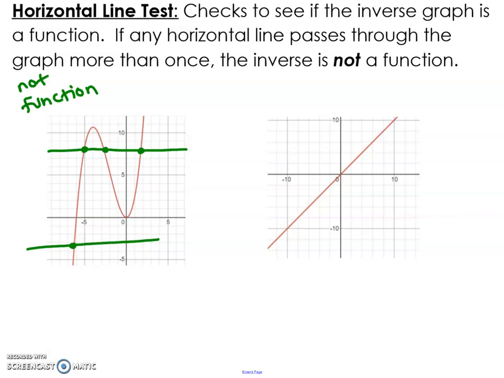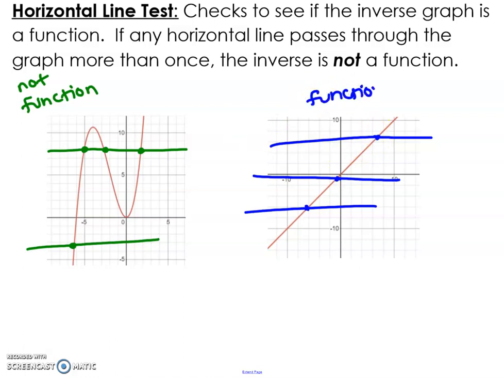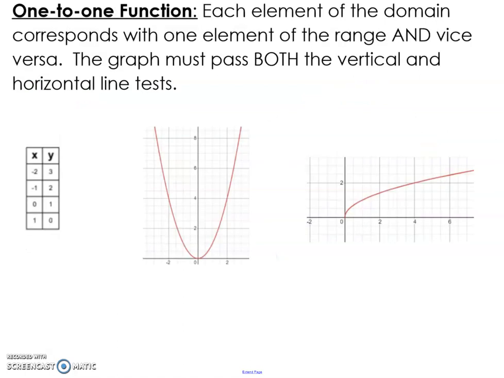Okay, if we look at the next one, draw a horizontal line, and I'll just draw a couple. Every time I'm drawing it, it's only crossing once. So that means that this inverse is a function.